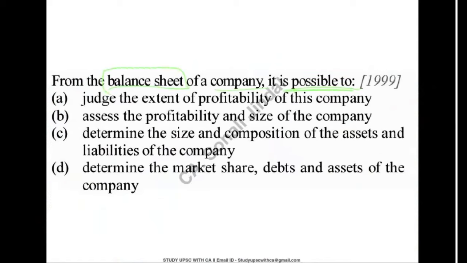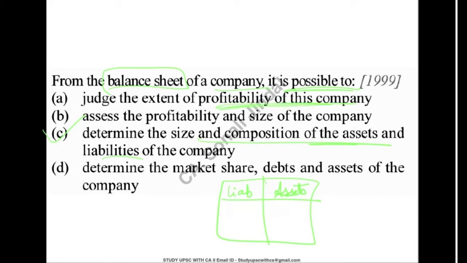From the balance sheet of the company, it is possible too. But we can assess size and composition of the asset and liability. Balance sheet of any company shows liability and assets of the company. First statement is judge the extent of profitability of the company. It is derived from profit and loss account.